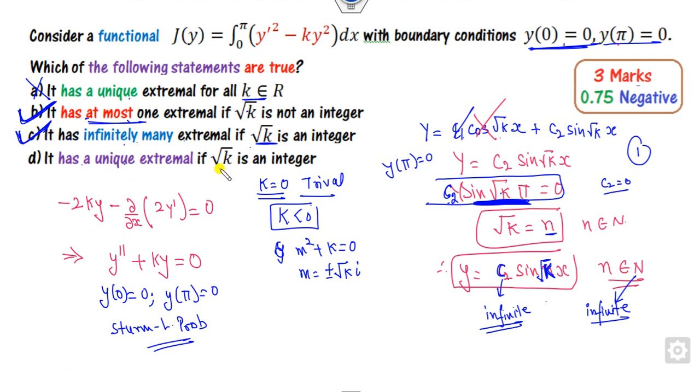"It has a unique solution if root k is an integer." If root k is an integer, this will be 0, so it will not be a unique solution. That will give you a trivial solution, but trivial is not a unique solution. So that option is also cancelled out. The right answers are B and C.